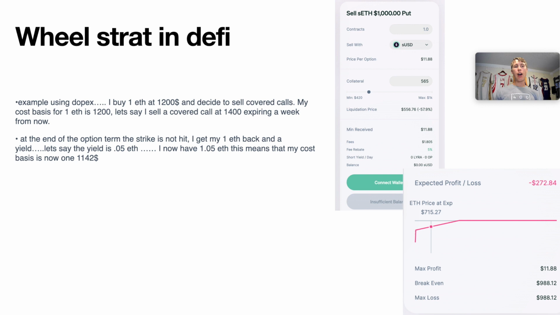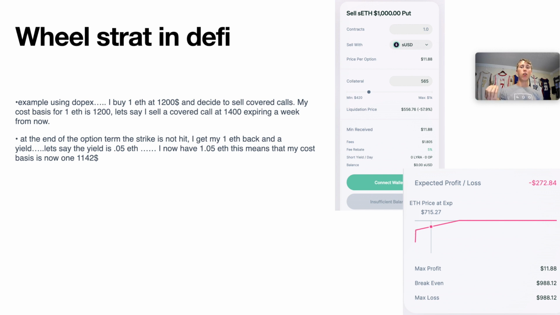So at the end of the option term, the strike is not hit. I will get my 1 ETH back and a yield. Let's say the yield is 0.05 ETH if I'm using Dopex. That means I now have 1.05 ETH and my cost basis is only $1,142. Let me reiterate why it's $1,142. If I have 1.05 ETH and I only spent $1,200, that means my cost basis would be lower because I have more than 1 ETH.